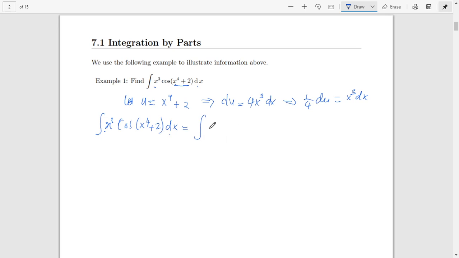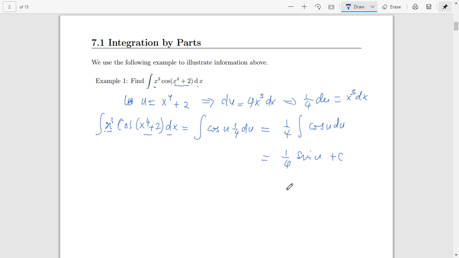So I'm going to have integral of cosine of u multiplied by 1 over 4 du. Cosine of u, we replace this by u, and this here is 1 over 4 du. That tells me that this is going to be 1 over 4 integral of cosine of u du, which is basically equal to 1 over 4 sine u plus c.